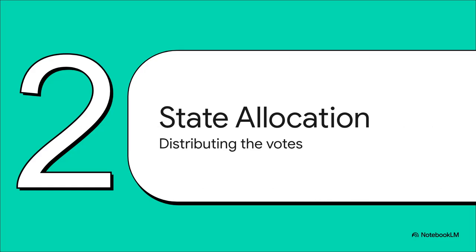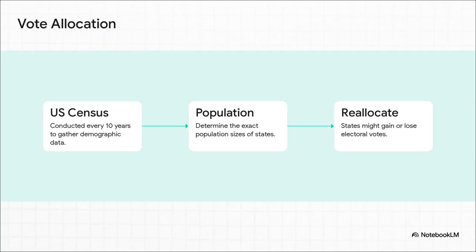Moving right along to Section 2, state allocation. This process follows 3 very straightforward steps. Step 1, the U.S. Census is conducted every 10 years. Step 2, using that census data, the exact population sizes of the states are determined. And because each state gets a certain number of electors based on its population, we hit Step 3. Every time the census happens, states might actually gain or lose a few electoral votes based on those shifting demographics.